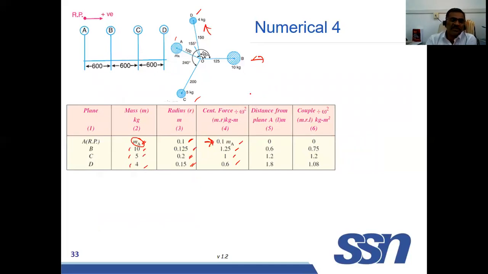If you draw the polygon, we need 2 things: one is magnitude, another is direction. In this problem, we know the magnitudes, with only one magnitude not known, but we don't know the directions. So we cannot draw the force polygon first.